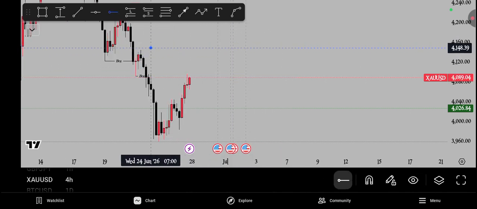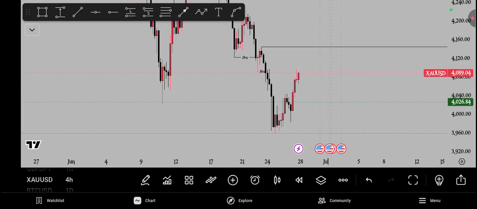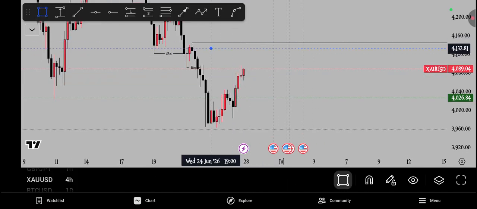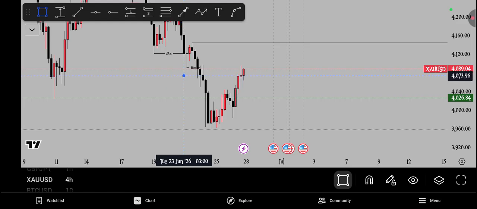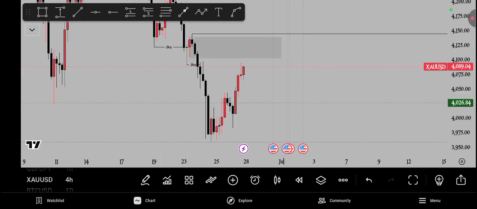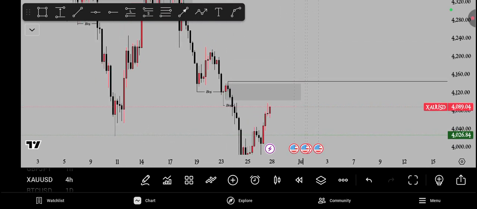Then this should be high, some sort of invalidation zone. Then we're watching out for this supply. Watching out for this supply, and this supply also.